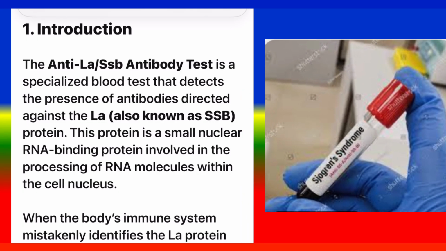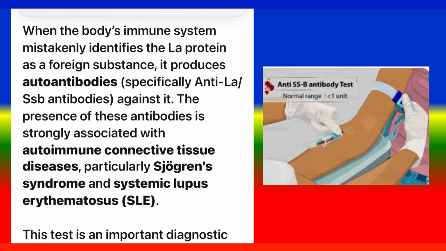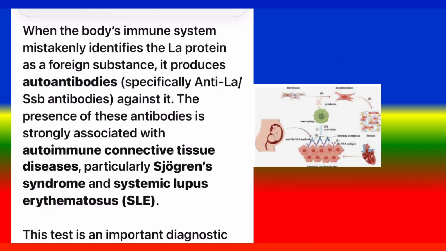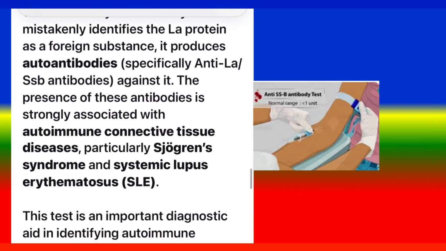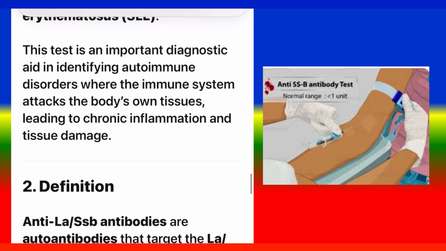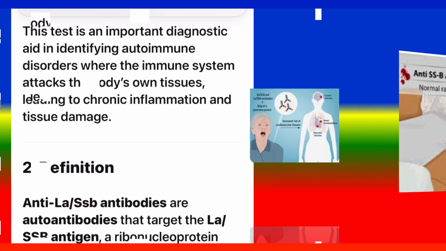When the body's immune system mistakenly identifies the La protein as a foreign substance, it produces autoantibodies, specifically anti-SSB antibodies, against it. The presence of these antibodies is strongly associated with autoimmune connective tissue diseases, particularly Sjögren syndrome and systemic lupus erythematosus, SLE. This test is an important diagnostic aid in identifying autoimmune disorders where the immune system attacks the body's own tissues, leading to chronic inflammation and tissue damage.